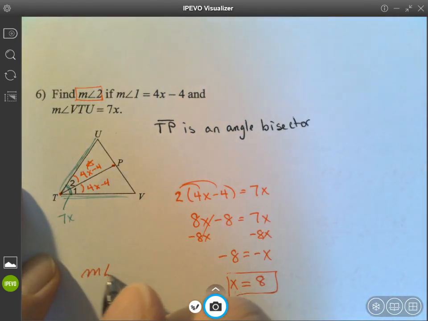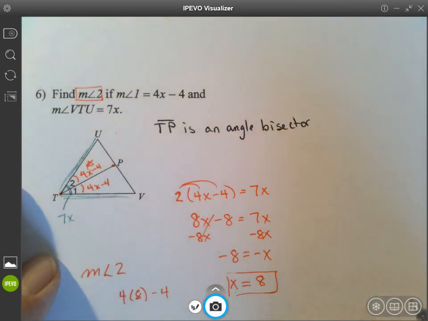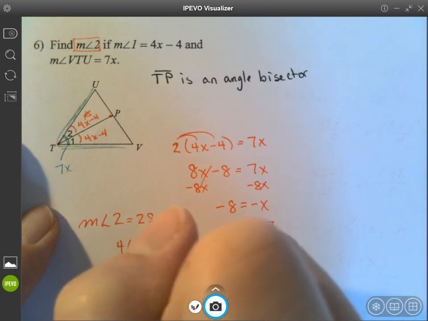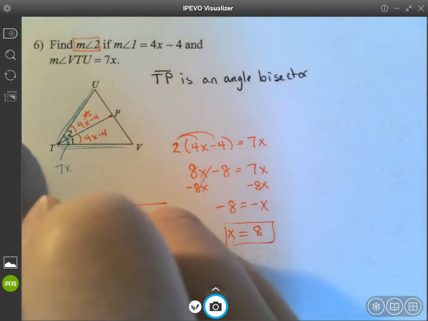The measure of angle 2 is going to be 4 times 8 minus 4. Well, 4 times 8, we've got 32 minus 4. So the measure of angle 2 is 28 degrees. There you go.